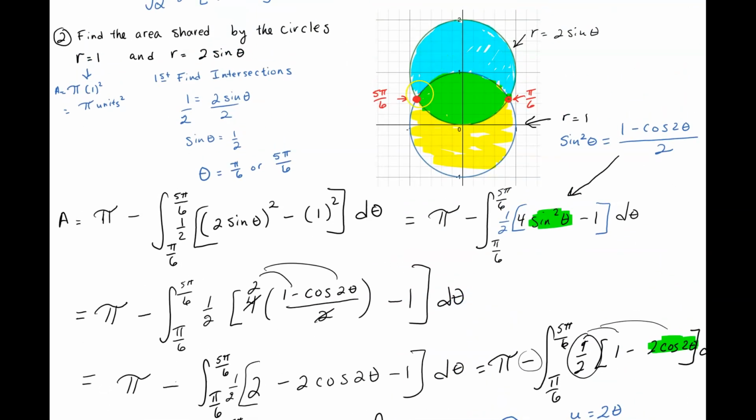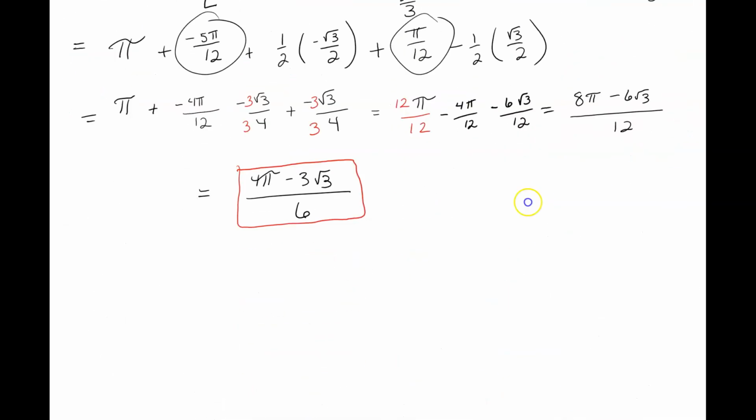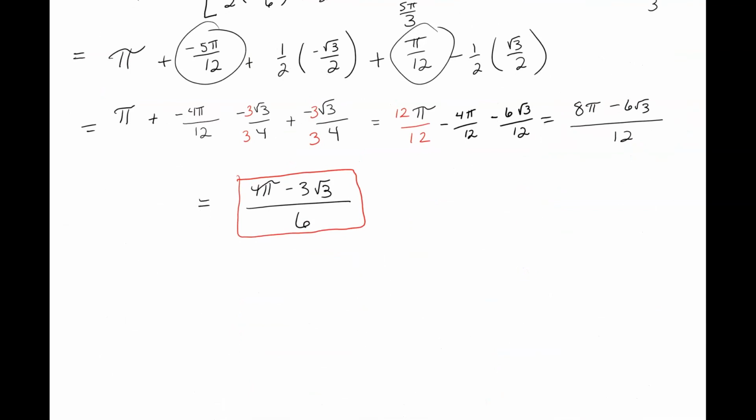We subtracted this blue area because if you think about it, that's like subtracting this part that's left in yellow, and then you're left with whatever's left in green there. All right, so this right here represents the area. It's 4 pi minus 3 square root of 3, all divided by 6.